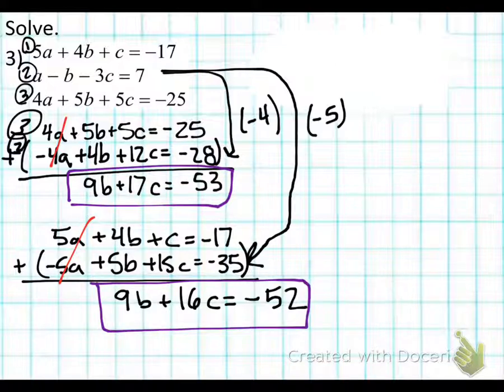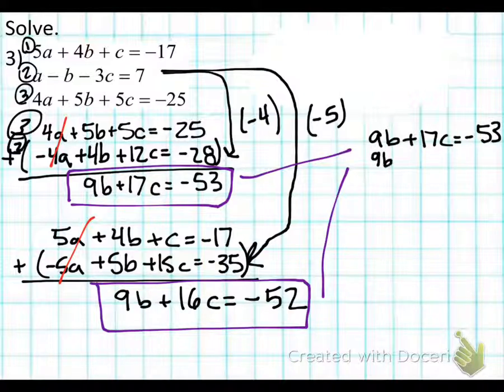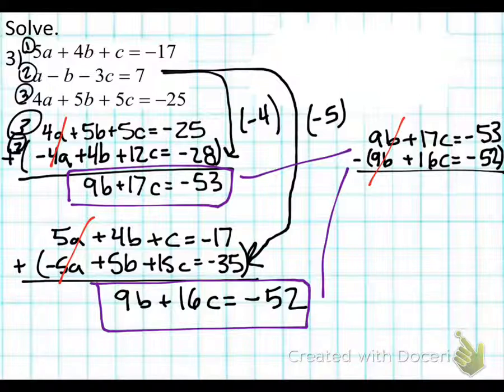So we move on to the next step of the tournament idea. I'm going to solve this system. I'll rewrite the equations here, and I want to subtract now to eliminate the b. My b's will cancel each other out. Then I have 17c minus 16c to give me just c. And negative 53 minus a negative 52 gives me negative 1. So now I have the first variable solved for.